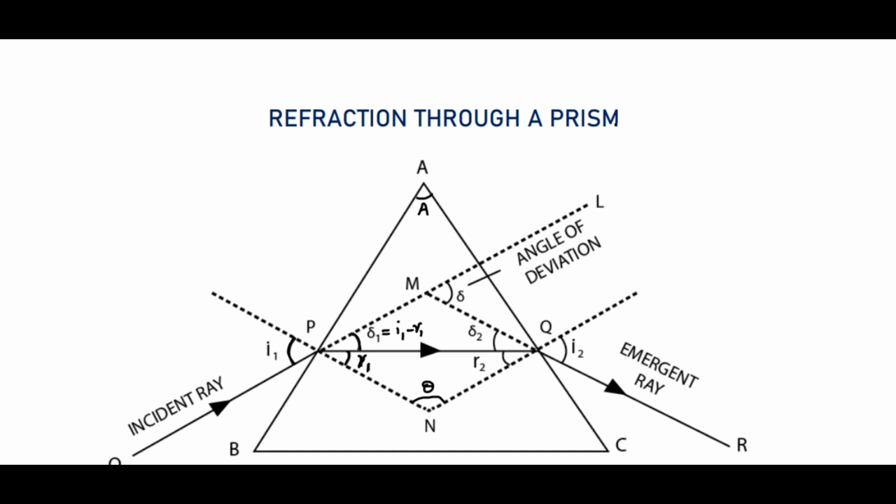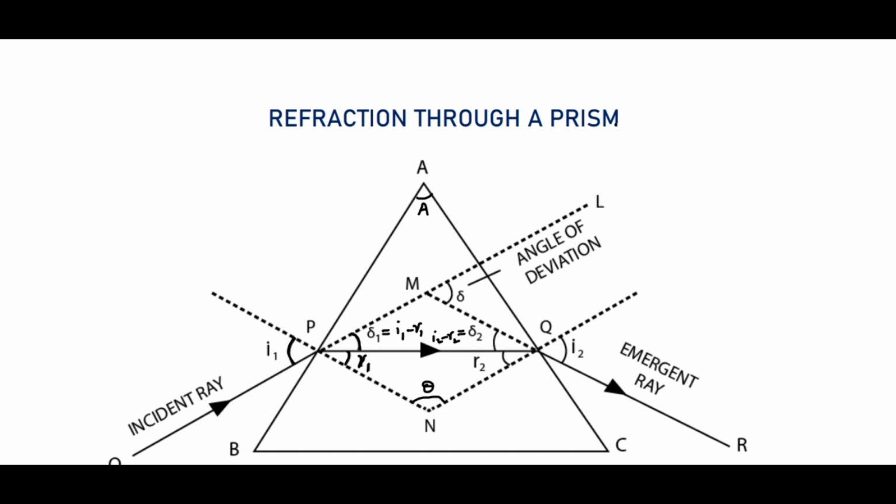When it undergoes refraction the second time, R2 acts as angle of incidence, I2 acts as angle of emergence or angle of refraction, and the angle of deviation delta 2 can be written as I2 minus R2. So QR is the emergent ray, and this MR, that means by extending this QR in the opposite direction, it intersects the incident ray at point M. Angle of deviation is delta.